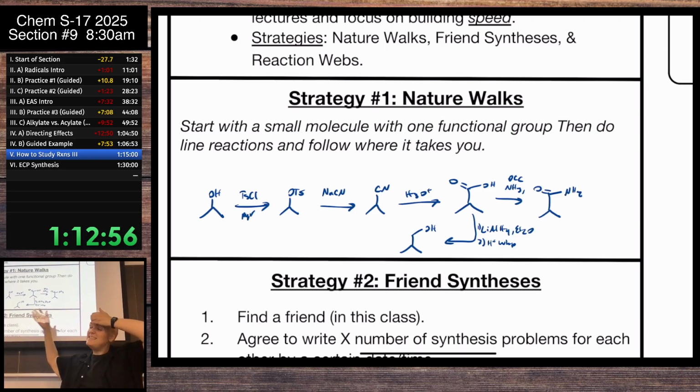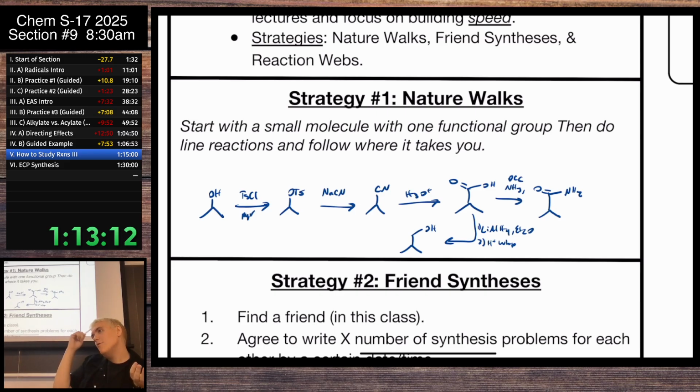But just see where it takes you. Can I just keep walking through reactions? See what gives me dead ends. See what things you don't know reactions for. See, okay, if I go back and did a different path, what would happen? It's a good mind map strategy that doesn't have a lot of pressure involved.